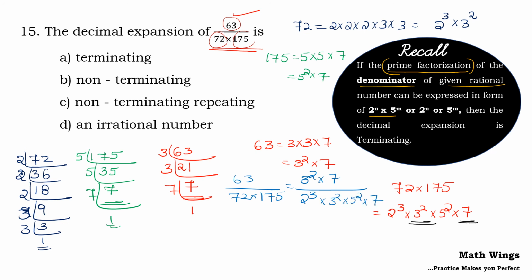So here we can cancel 3 square and 3 square. Also we can cancel 7 and 7. So what is remaining? We have 1 in the numerator and in the denominator we have 2 power 3 into 5 power 2. Therefore, the denominator of the given number consists of 2 power n into 5 power m. Therefore, we can say that the decimal expansion of the given rational number is terminating. Therefore, the answer is answer A.